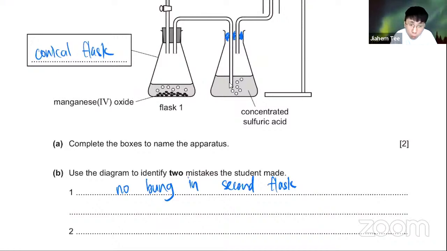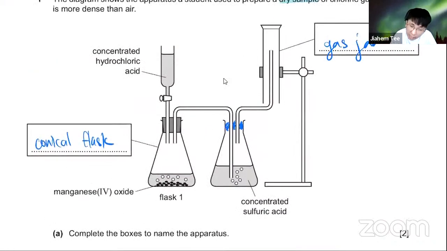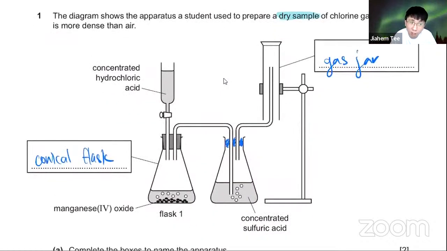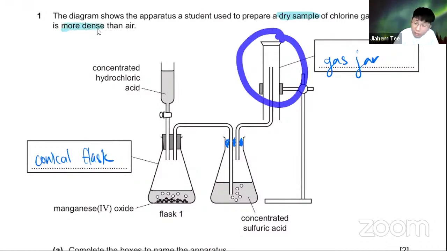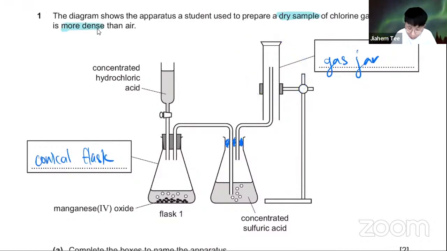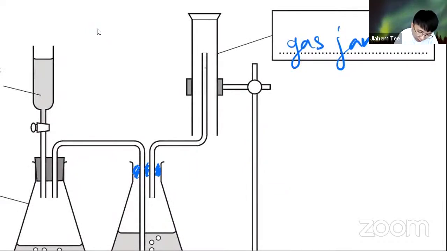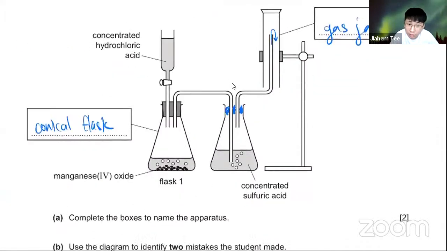Flask. Okay, then number two, since this is a gas and they say chlorine is more dense than air, then your gas jar is inverted like this. It means when the chlorine gas comes out, it's going to U-turn because of gravity, because it's more dense than air. It's going to start to move downwards. So is this how you're going to collect your chlorine gas? No. So you should actually invert this.